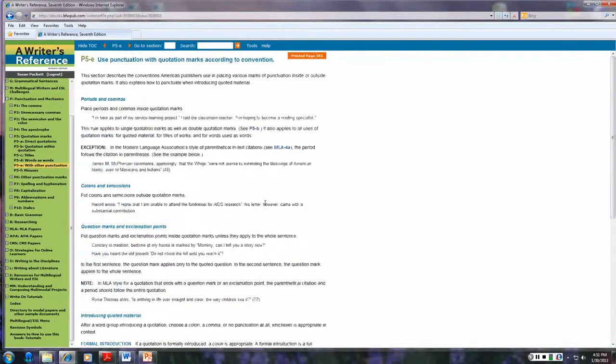The rule: periods and commas go inside closing quotation marks. Colons and semicolons go outside. Question marks and exclamation points depend on how you're using them in the sentence.